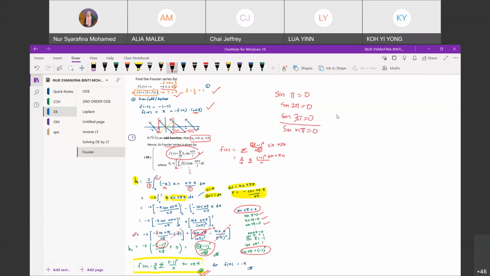Okay? Same like cos. Cos 0 is 1. Cos pi is minus 1. Cos 2 pi is 1. Then cos n pi is minus 1 to the power of n, where n starts with 0. 0 pi, 1 pi, 2 pi. Okay, this is given in your notes, right?